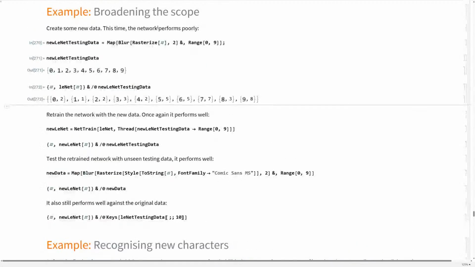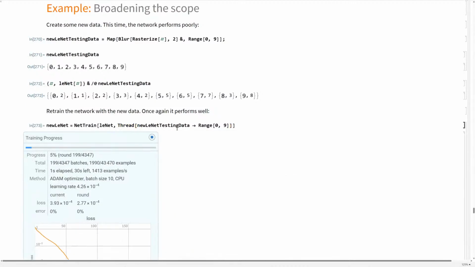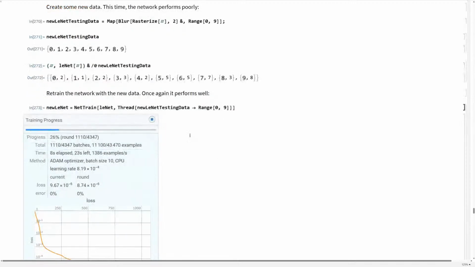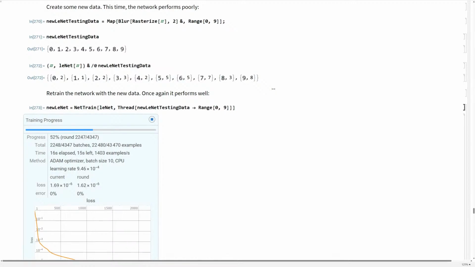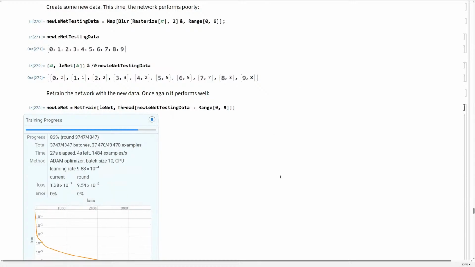So if we actually want LeNet to recognize our blurred typeset numbers, then we will need to train LeNet with our new data. Then it will do a better job at recognizing these similar ones, but not the original LeNet.